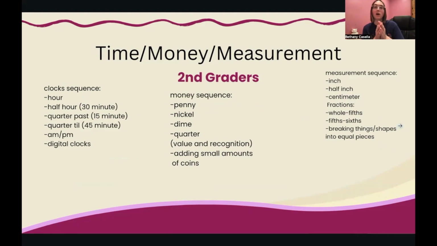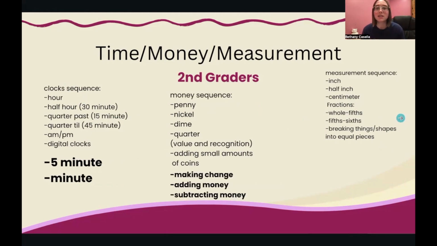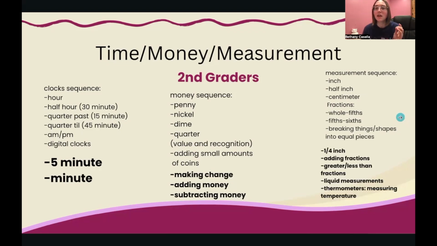So the second graders review all that, and also we're going to add the 5-minute clock and the minute clock to theirs, and then making change, adding money, subtracting money. And then for the measurement, a fourth inch, adding fractions because it's just adding with the actual Montessori material. So pushing things together to see that they're adding greater and less than fractions, and then liquid measurements, thermometers, measuring temperature, which I also do with all the grades when we do a science experiment, but for the thermometers, I try to hone in on it in second grade. So I see that they really understand the concept.